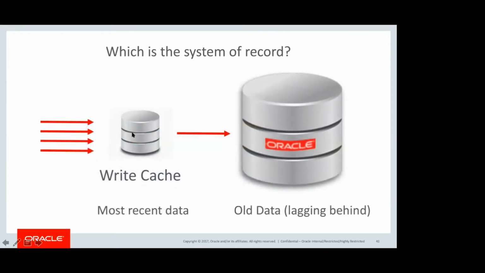When you have a write cache, the cache will have the most recent data. If you asynchronously write to your database over here, this guy's going to be behind. If the rate at which you can write to the cache is significantly faster than the rate that you can replicate, this guy is going to get further and further behind. So here's the question. Which is the system of record? Is it this guy, the cache, or is it this guy, the relational database?